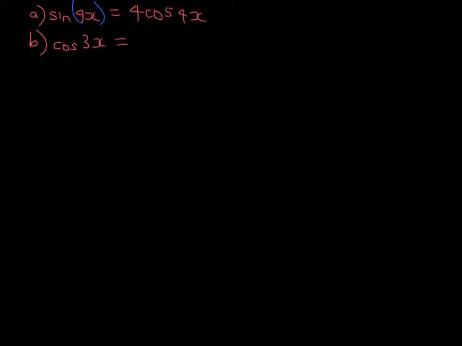B is the derivative of cos 3x. So we derive what's in those imaginary brackets, which is a 3. We derive cos, which is a minus sine. You can put the minus at the front. And we rewrite the 3x. C, tan 5x. Derive the 5x is 5. Derive tan is sec squared. And rewrite 5x.